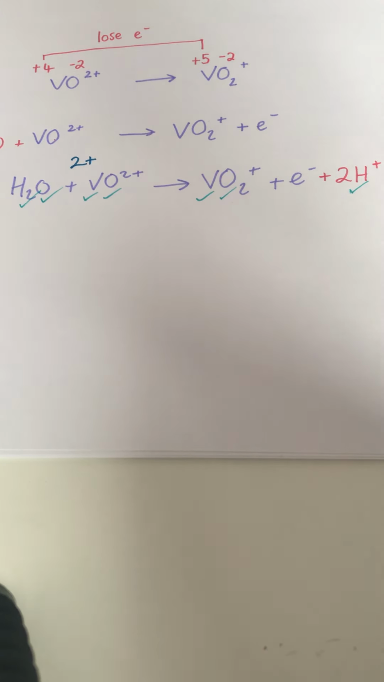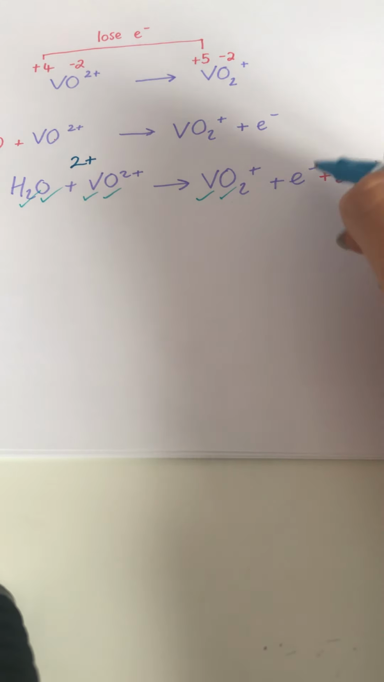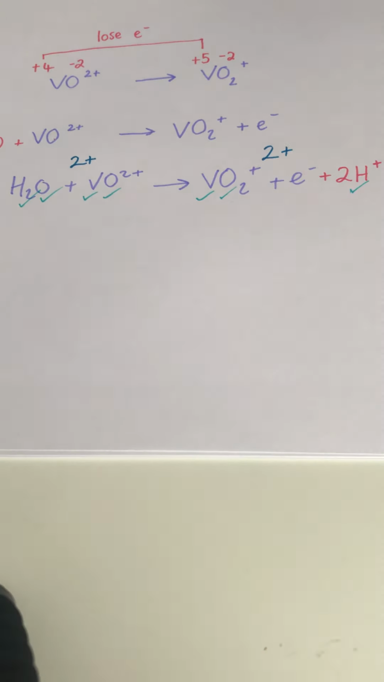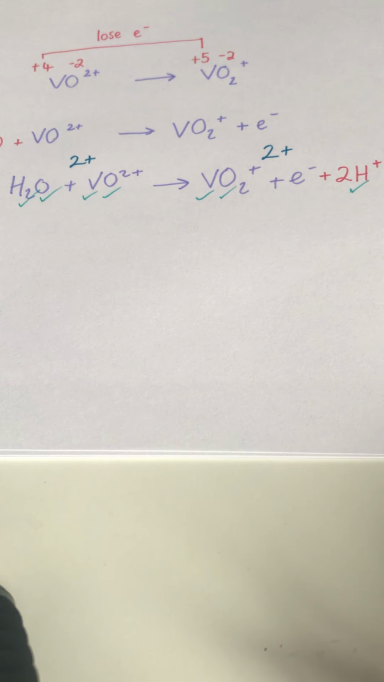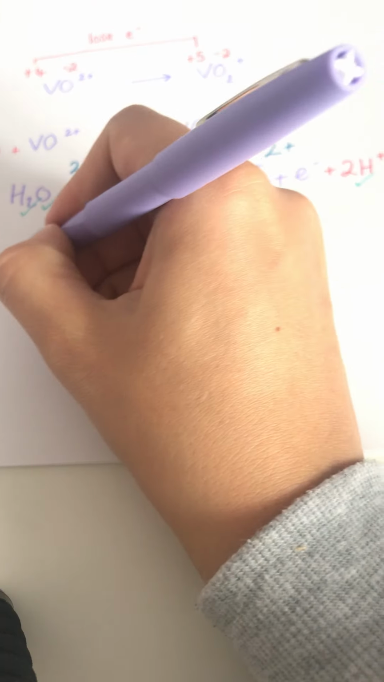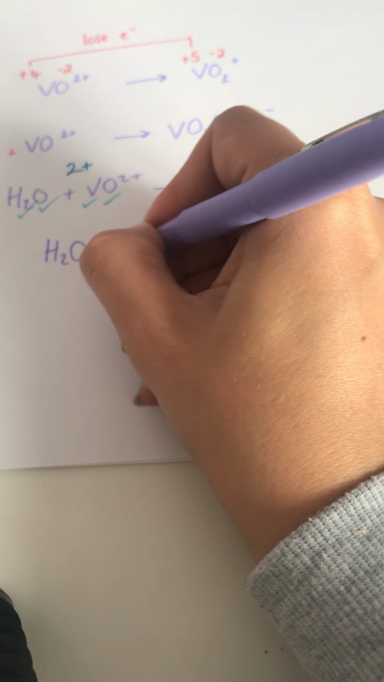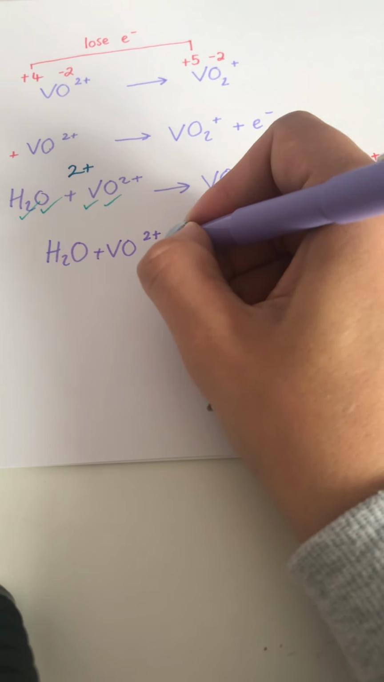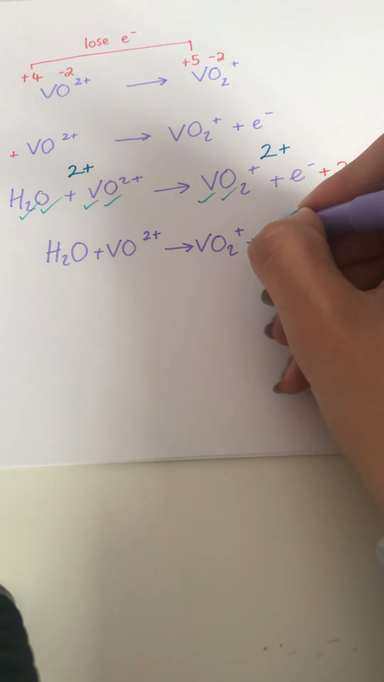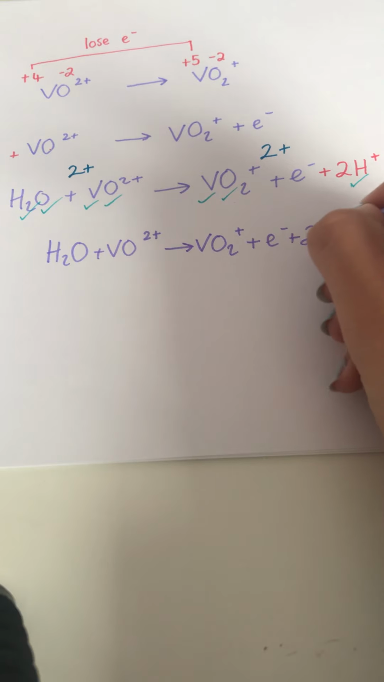If I take a look at the right hand side, I've got a plus, a minus and 2 pluses. This plus and minus will cancel each other. So again, on the right hand side, I have a charge of 2 plus. So my equation does fully balance. And my final answer, if they ask me this in an exam question, would be that the half equation for vanadium would be H2O plus VO2 plus produces VO2 with a plus charge, an electron and 2 H pluses.